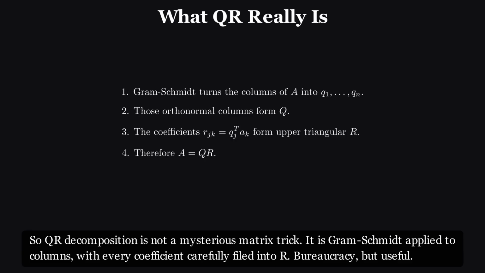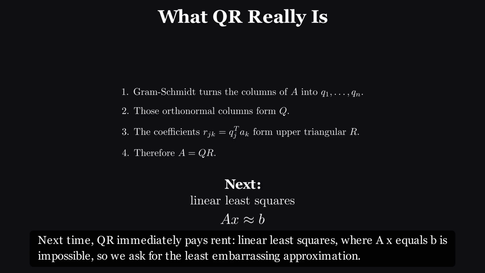So QR decomposition is not a mysterious matrix trick. It is Gram-Schmidt applied to columns, with every coefficient carefully filed into R. Bureaucracy, but useful. Next time, QR immediately pays rent: linear least squares, where AX equals B is impossible. So we ask for the least embarrassing approximation.